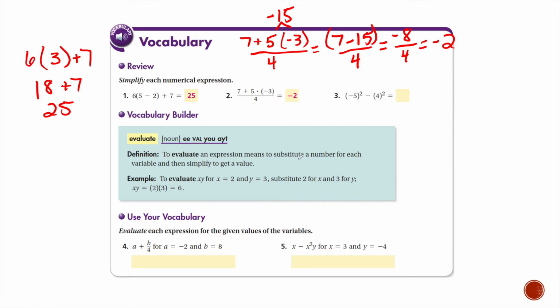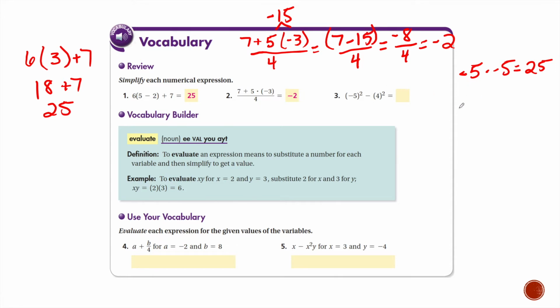And last but not least, we must do the exponents first. Notice, inside the parentheses, we have a -5. That is going to tell us if we have -5 squared, that means it's -5 times -5, which equals 25, because a negative times a negative creates a positive. 5 times 5 is 25.